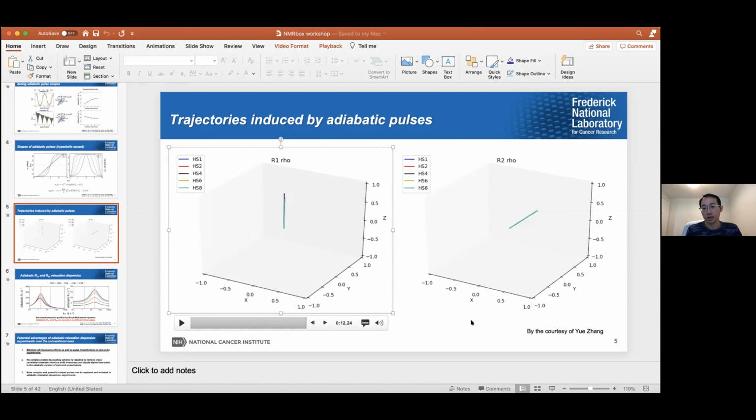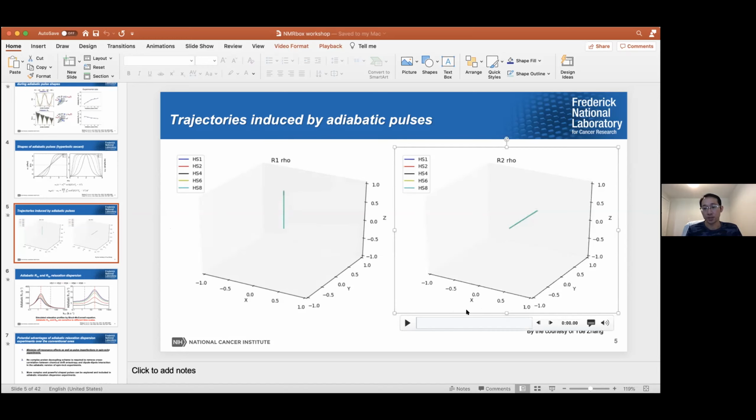Let's look at the adiabatic R2 rho experiment. So you can see they start to go crazy, but they follow a certain rule. They are always perpendicular to the effective field.